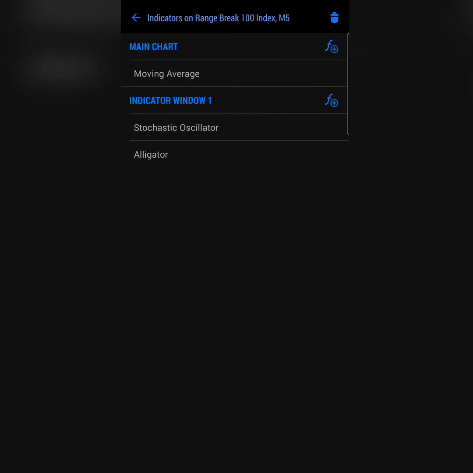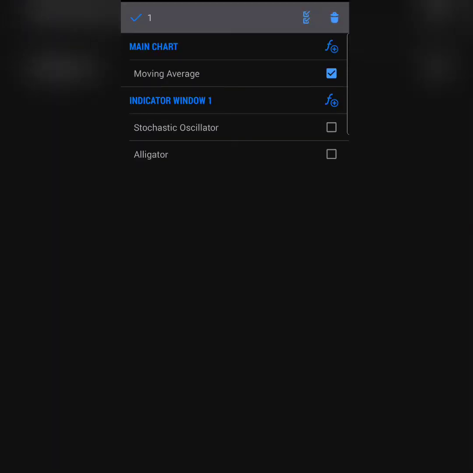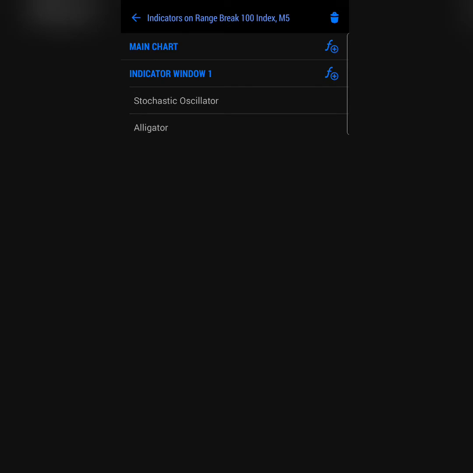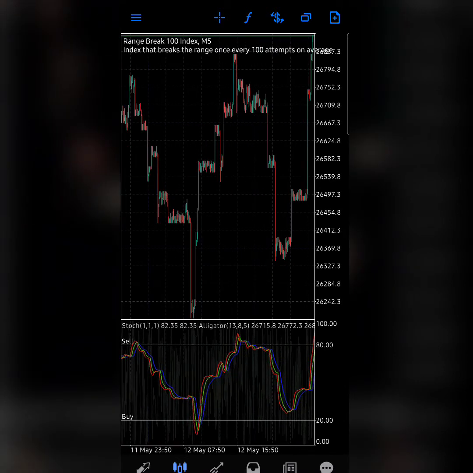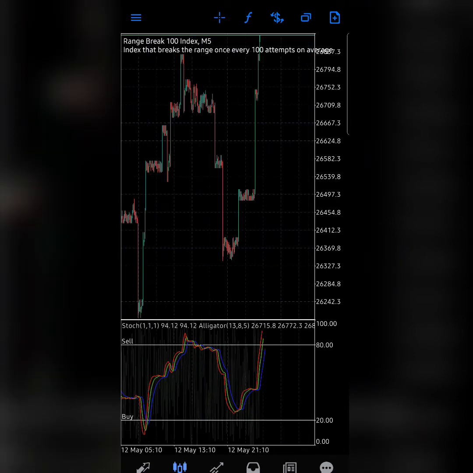Once you've done that for the moving average, I'm going to delete the moving average first before we come back to it. So this is what we are working with now, the stochastic and the alligator. Still keep the moving average parameters you had set earlier. We're going to go back to that. I want to explain something, so just stick with me to the end of this video.